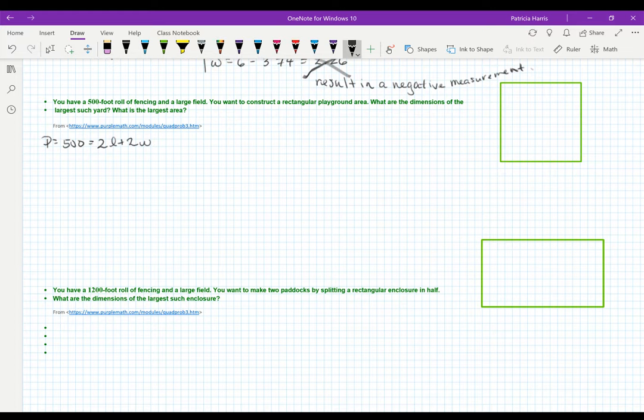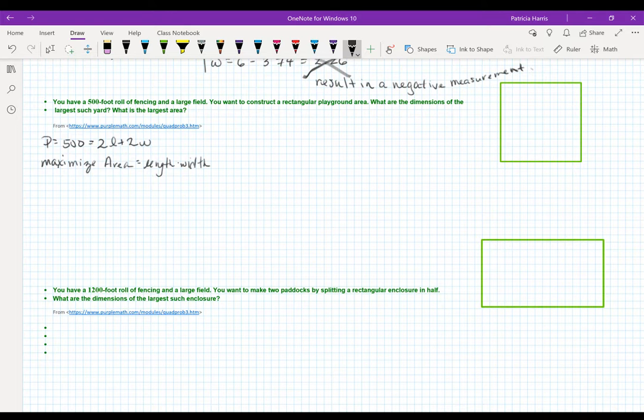You want to construct a rectangular playground area. What are the dimensions of the largest such yard? What is the largest area? So what we're looking to do is we're looking to maximize area. Now if you remember, area is length times width. But that would give us too many variables. We want to get it down to 2.